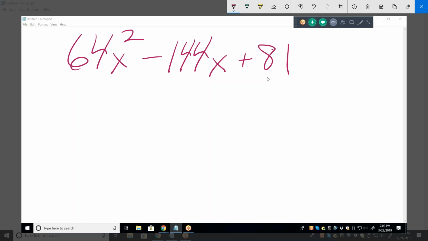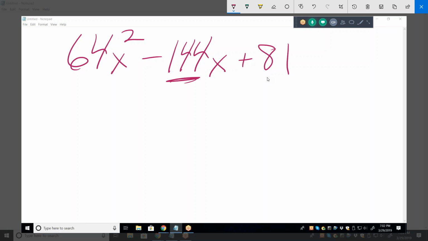Well, 81 is divisible by 9 and also 3. But none of the other numbers are divisible by 9 or 3. No, this one's divisible by 9. You know how you can tell if a number is divisible by 9? No. Its digits add up to 9.